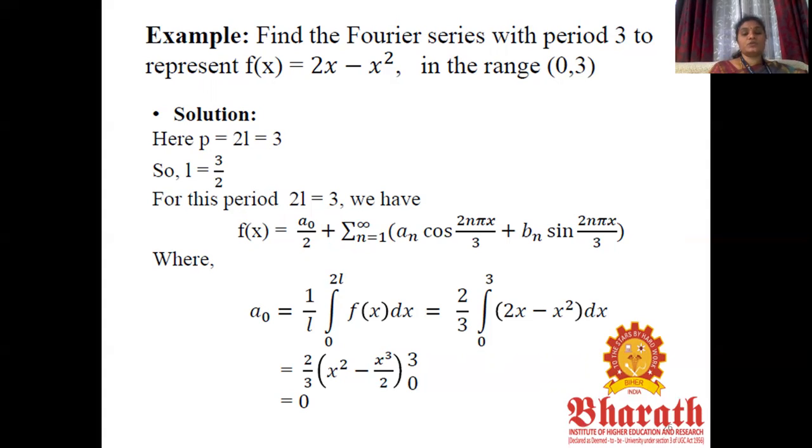Which is equal to 2 by 3 integral over 0 to 3 of 2x minus x square into dx. The given function is 2x minus x square into dx. Now 2 by 3 is a constant outside. 2 into x integration is x square by 2, minus x square integration is x cube by 3, within the limit 0 to 3.